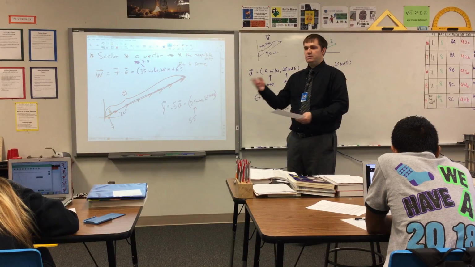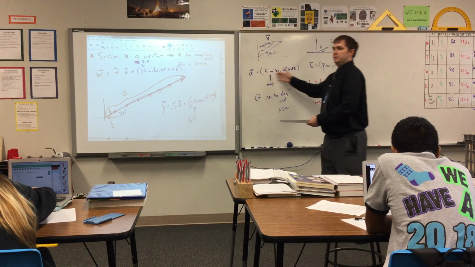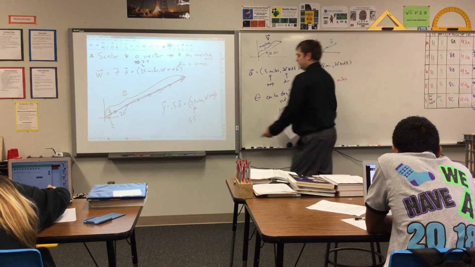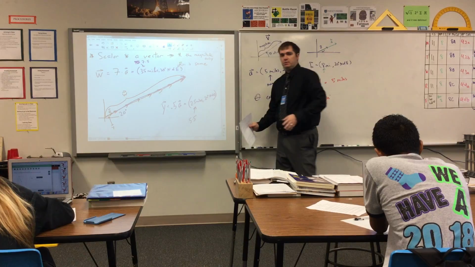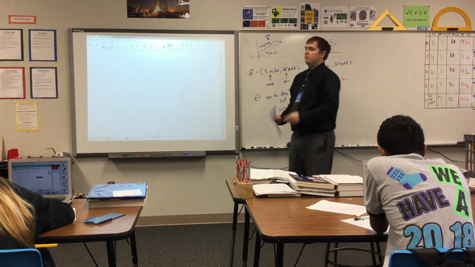Okay, so scalar multiplication is super easy. You just multiply the magnitude. That's great. We love that. Any questions on scalar multiplication? Okay. But what if it's a negative?